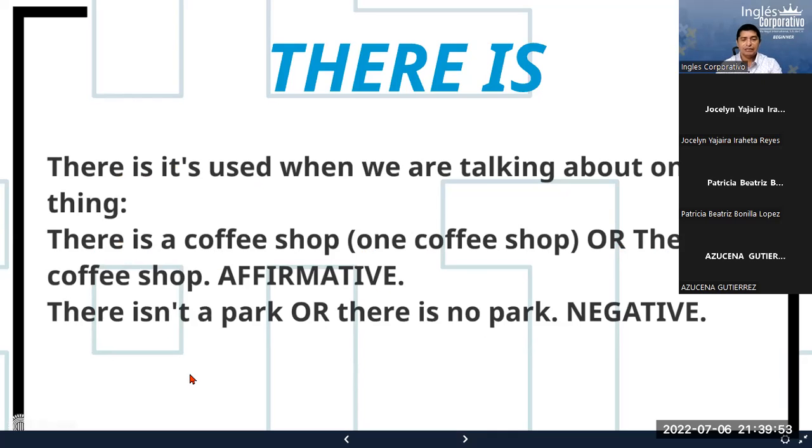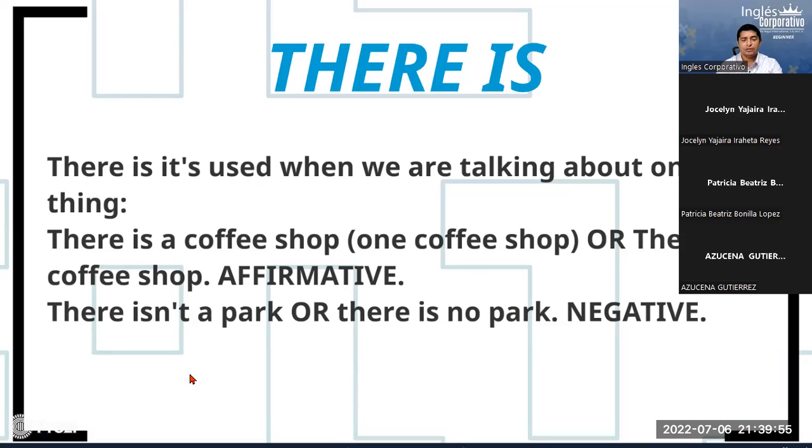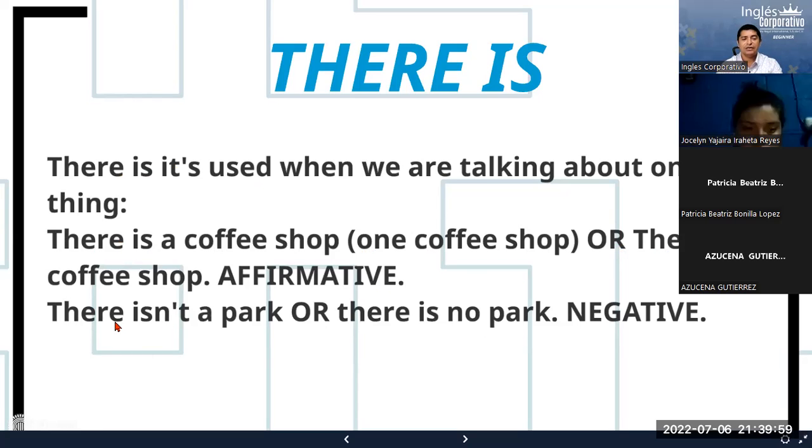But also I can do a sentence in negative. There isn't a park, or there is no park. This is negative. Entonces para hacerlo negativo solo necesito usar la partícula not in this case, o algunas veces solo la palabra no.